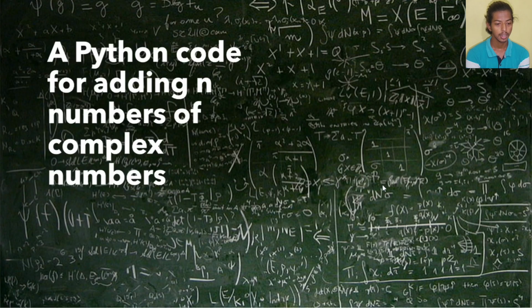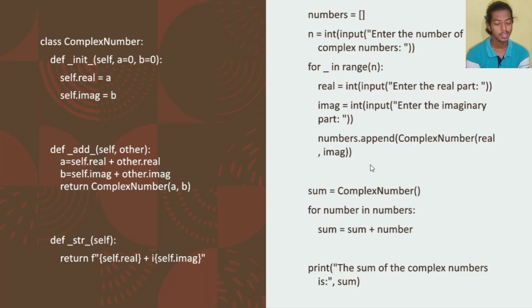Python code for adding a number of complex numbers. Basically I have two parts of the program: on the left hand side I have the class, and on the right hand side I have the main program. On the left I have created a class called ComplexNumbers, where I have used a constructor __init__ for initializing the default variables as a equal to 0 and b equal to 0. Here we are using self.real, initializing it with a, and self.imag is equal to b.